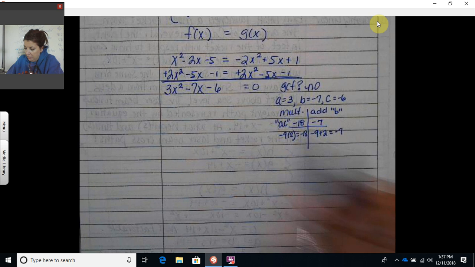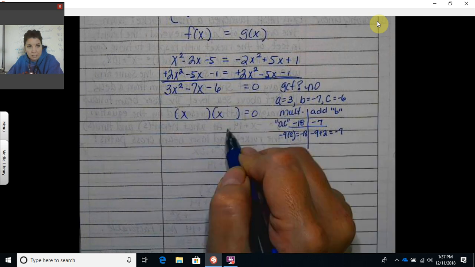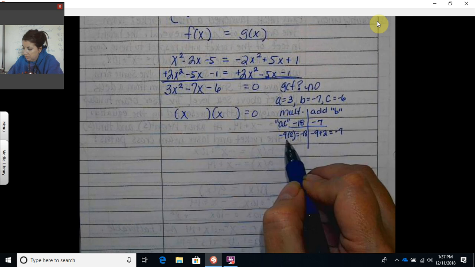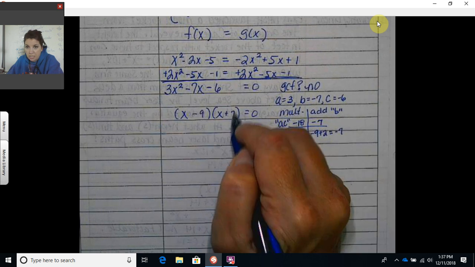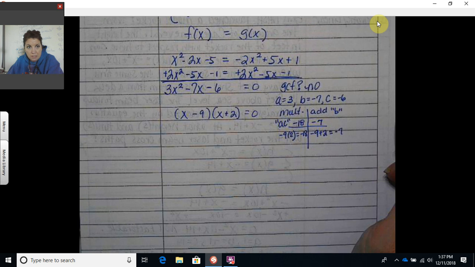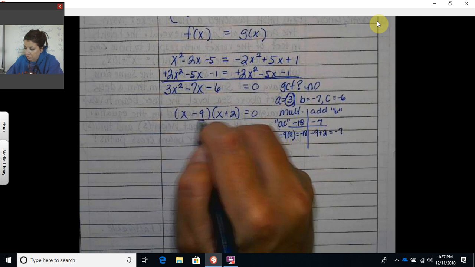The variable being used is x, so that's going to be my first term in each set. And then I look at my T-chart to see what the second term in each set is. I got a negative 9 and a positive 2. Am I going to have to divide and slide on this one? Yes, because A is some number other than 1. So I'll try to divide. If I can't divide, I'll reduce and slide.